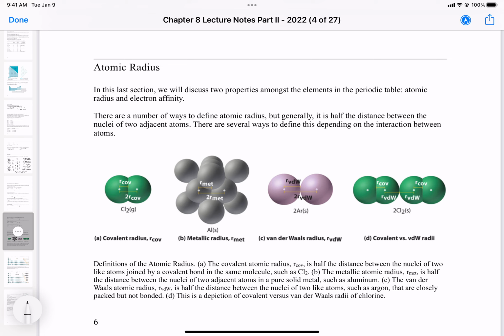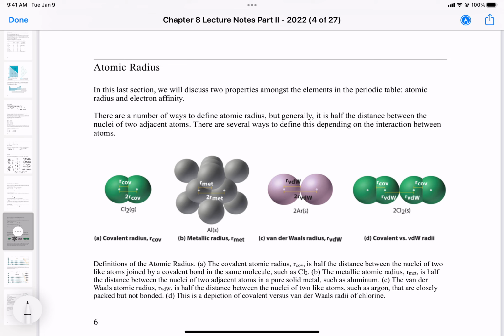Okay. So that's for metallic radius, such as aluminum, sodium, copper, stuff like that. So the van der Waals radius is half the distance between the nuclei of two like atoms, like argon. In the gas there's not really one, but if you have solid argon, this would be the radius between two atoms, but not metallic atoms. So this will be for a non-metal, such as argon.